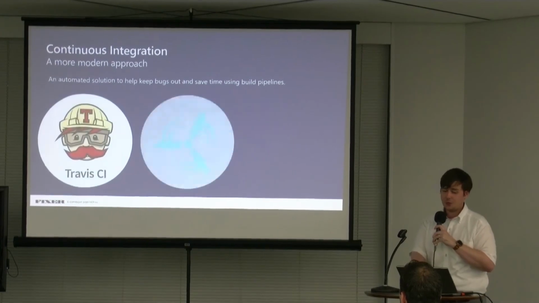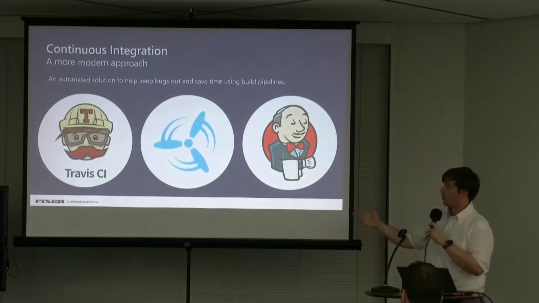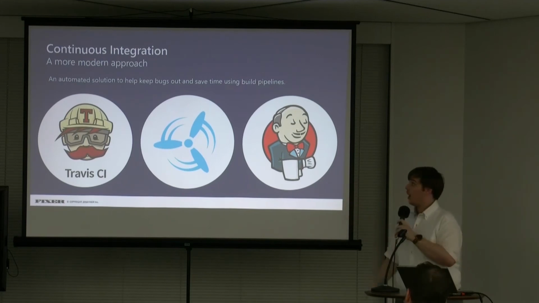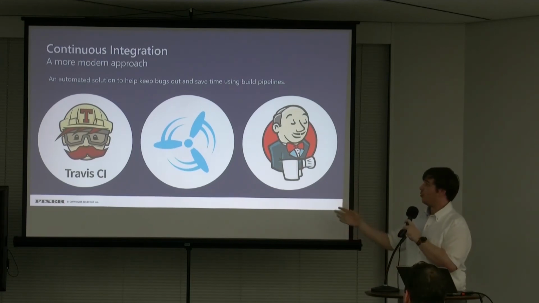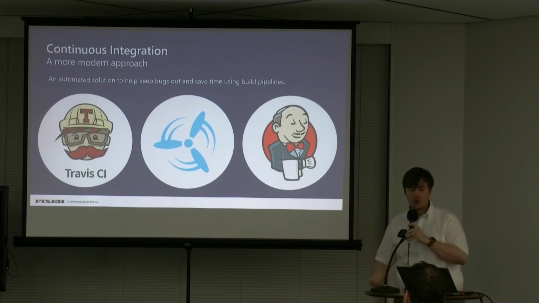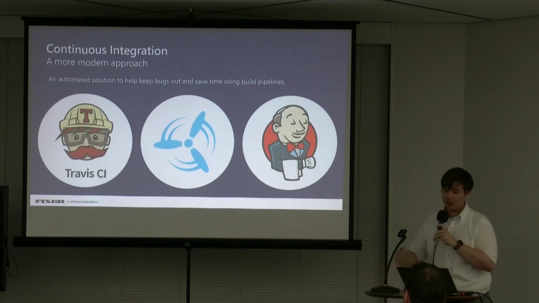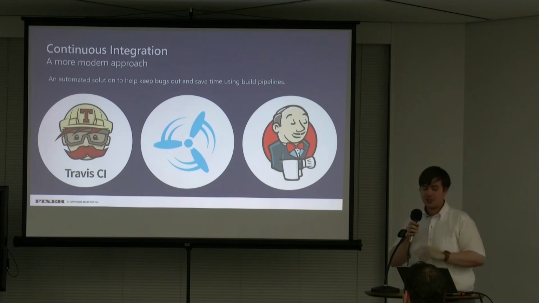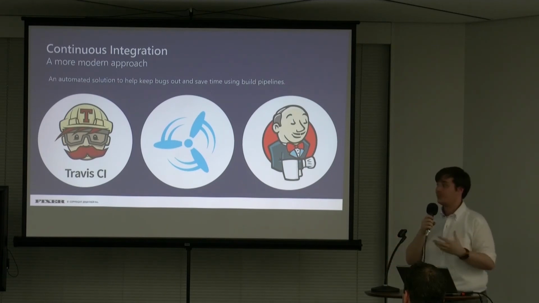If you are familiar with continuous integration, there are two giants and one upcoming giant in my opinion, and that's Travis CI, Concourse, and Jenkins. Now, what we needed was an automated solution to help keep bugs out and save time using build pipelines. All three of these will achieve that fairly well. They all effectively do the same thing underneath the hood.